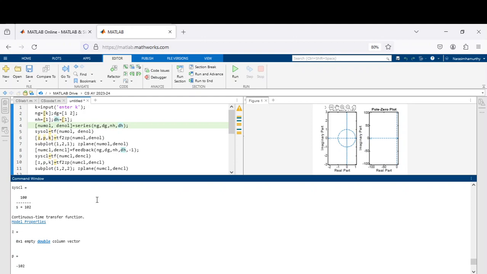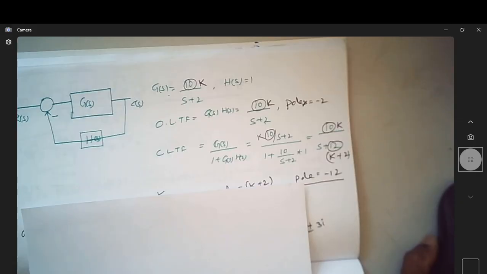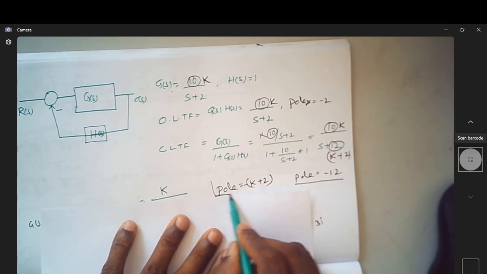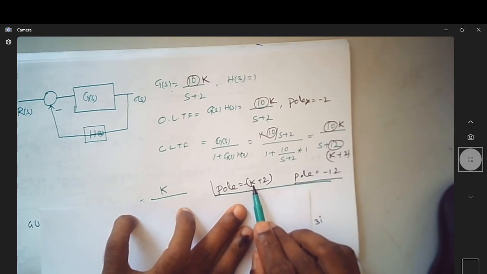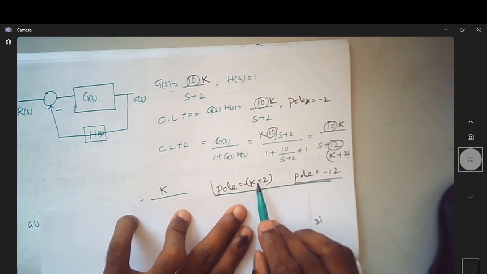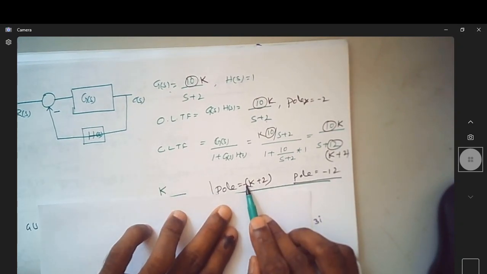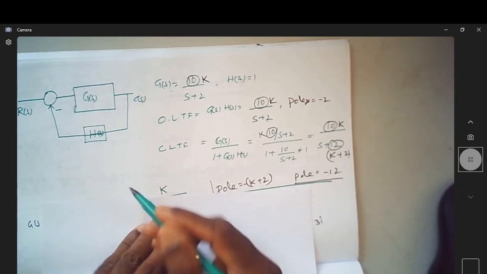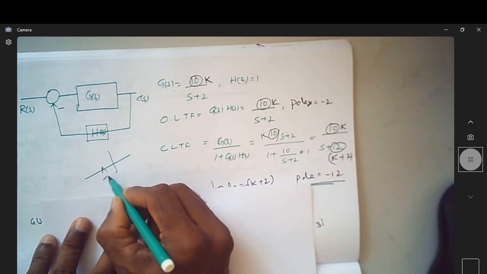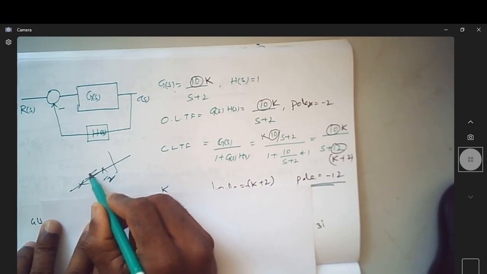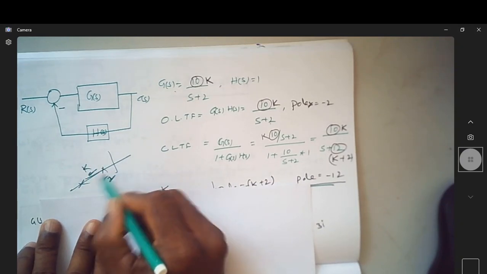Basically what I mean to say here is, as the value of k changes, the pole position keeps changing from minus 2 to minus of k plus 2. Suppose the value of k is 100, the pole is at minus 102. If the k value is 1000, then it will be at minus 1002. So the pole which was at minus 2 under the open loop transfer function will keep moving away from minus 2 depending on the value of k. So this is how it is moving.